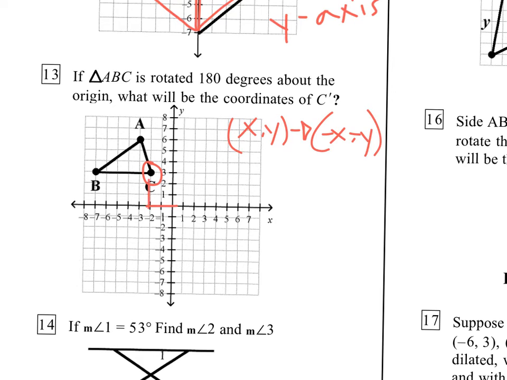This is negative 2, positive 3. So that point is at negative 2, positive 3. How could you have a 180 turn? It would go to positive 2, negative 3. And that's all you would have to do. That's all you would have to explain for this one.